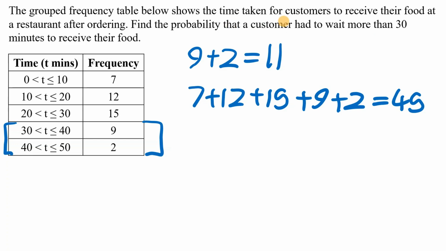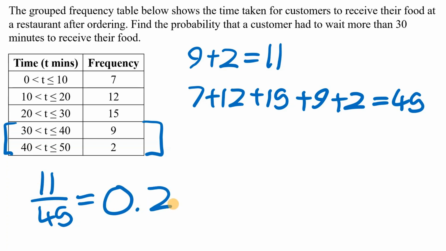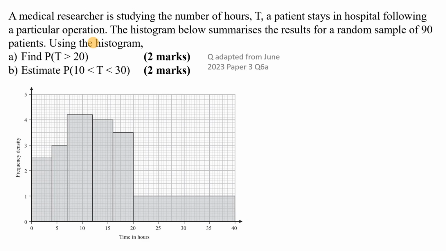So the probability that a customer had to wait more than 30 minutes is 11 divided by the total number of customers, which is 45, okay? You can leave it as this fraction here. If you wanted to put it into a decimal though, it's equal to, to 3 decimal places, 0.244.